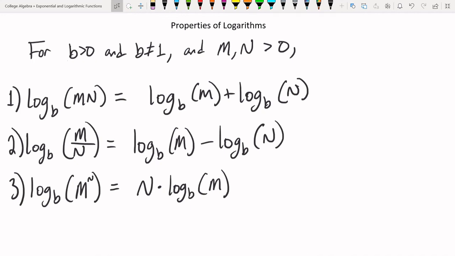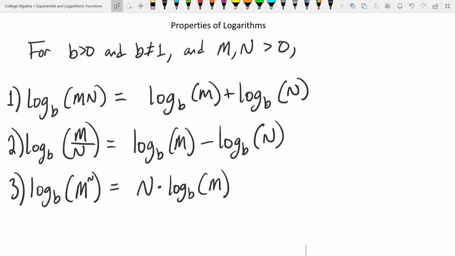There are three properties of logarithms and a change of base formula that are useful. The three properties come from the rules of exponents, actually, and here they are. We have to say that b is greater than 0 and b does not equal 1. That's our basic rule for logarithms. The bases have to be positive and cannot equal 1.